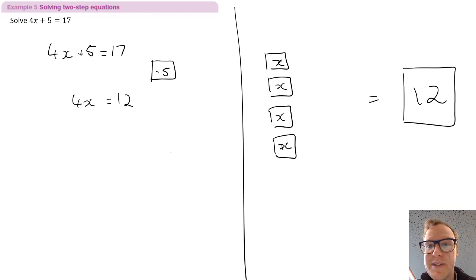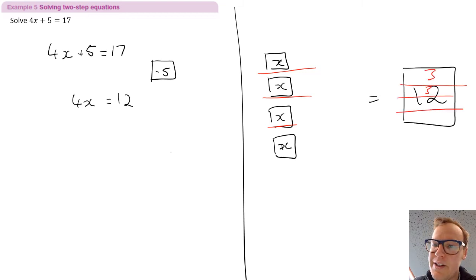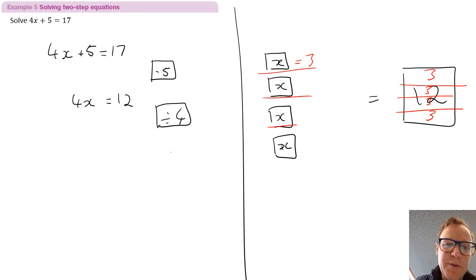Well, this one seems pretty easy, because if I divide it by 4, and divide this by 4, I'm going to have 3 in each box, 3, 3, 3. So that means each of my x's is going to be 3. So let's do that on this side. I'm going to divide by 4. 4x divided by 4 will just be x. 12 divided by 4 is 3.